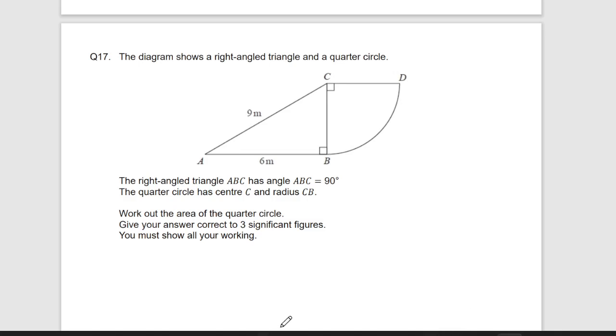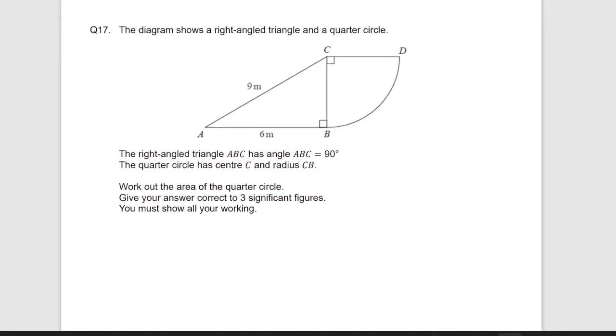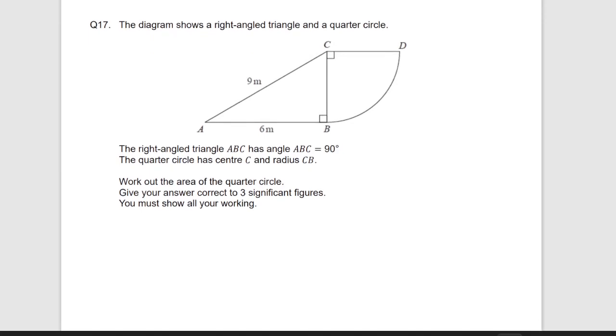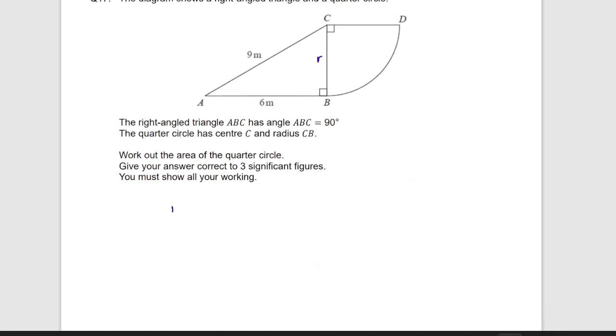So this is quite a nice question. It's going to involve a couple of steps. The first thing I'm going to have to do is work out this height, which I'm going to call X for now. Actually, I'm going to call it R. I can call it whatever letter I want, but I'm going to call it R because I'm going to use it as the radius later on. So R squared is going to be equal to 9 squared minus 6 squared. So that's Pythagoras to find the shorter side.